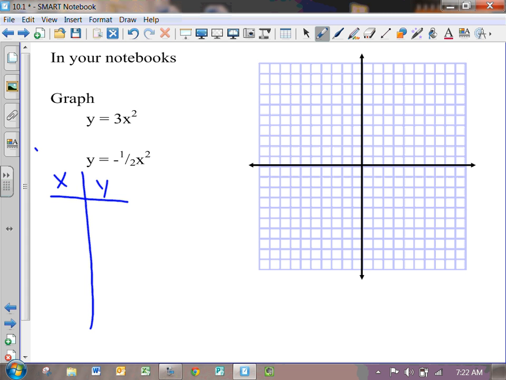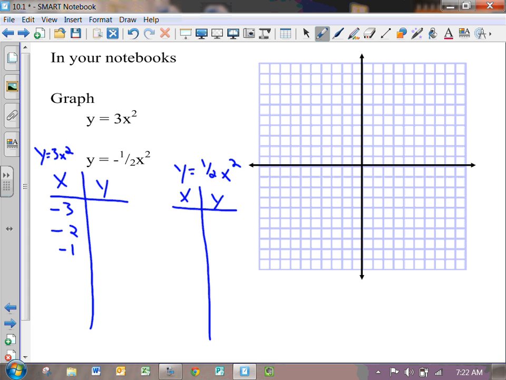So this is going to be for my y equals 3x squared. And this one's going to be for my y equals negative 1/2 x squared. All right. So we're using those same values, negative 3, negative 2, negative 1, 0, 1, 2, and 3. And also over here, same thing. What I want you to do is go ahead and try and graph these on your own. See how you do. They should be able to be graphed pretty easily. And we'll get back together in just a second and see how you did.